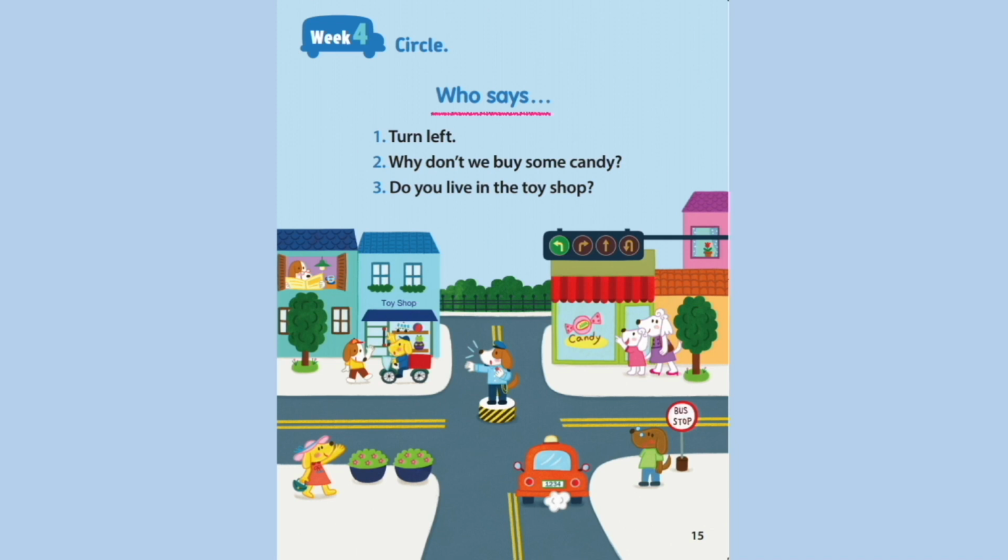Who says? Number one. Turn left. Who says? Let's circle.